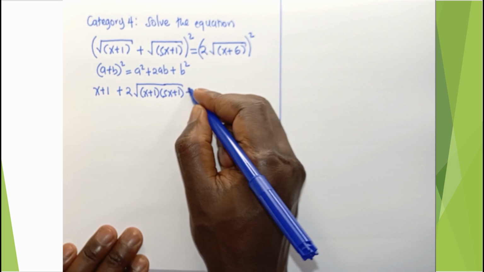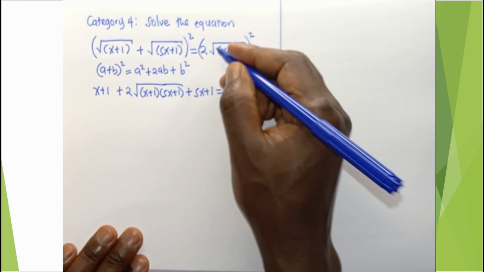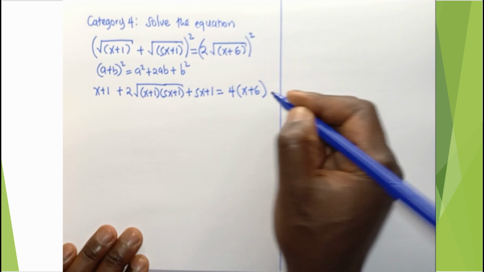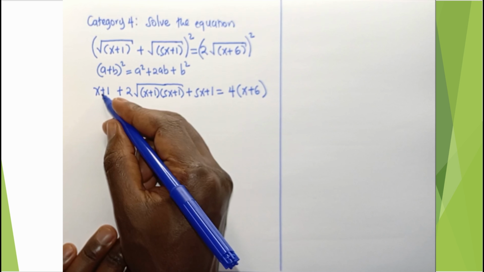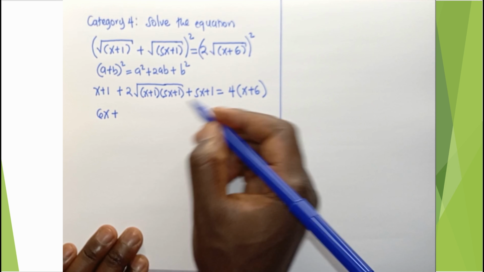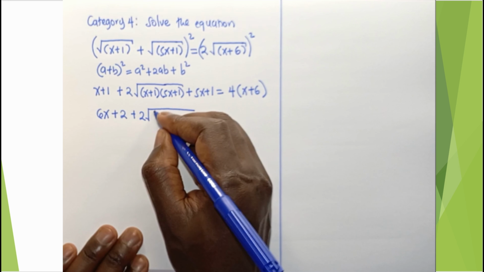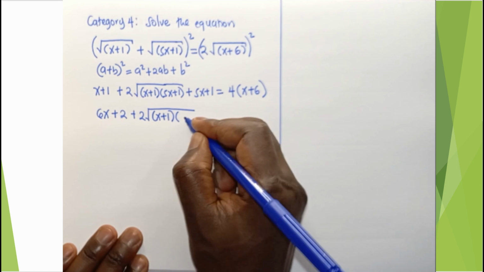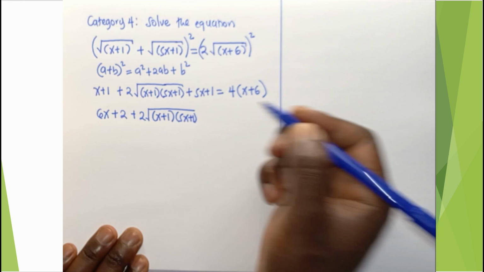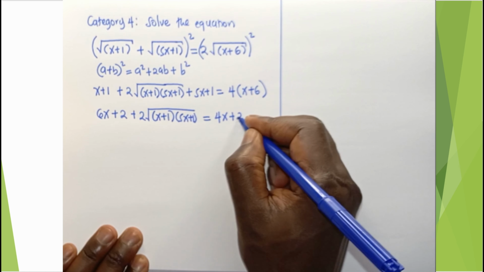When we simplify using indices, we have 5x plus 1, then we have 4 into x plus 6. So that's the expansion. So we get to simplify. We shall have 6x plus 2, since 1 plus 1 is 2. Then plus 2 square root of (x plus 1) into (5x plus 1) is equal to 4x plus 24.